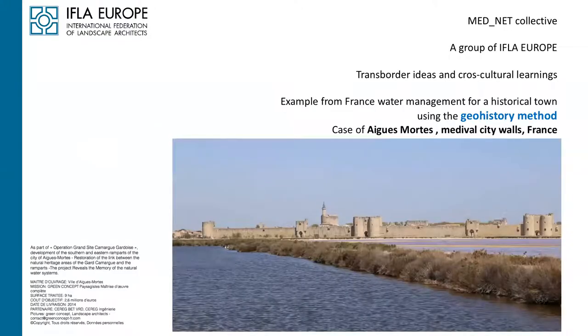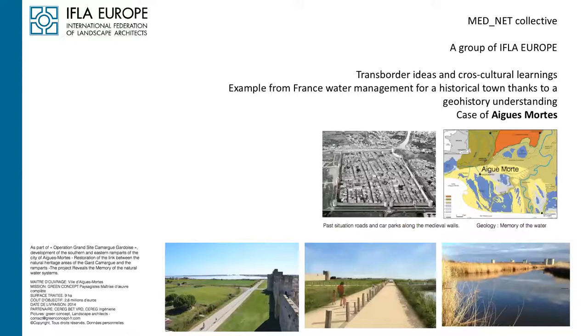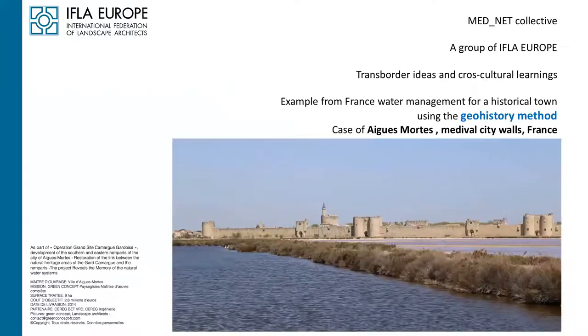The example from France was on geohistory, on Aigues-Mortes, a medieval city, where it found again its geography, the sense of the place. Before, there were parking areas, bus areas. We didn't understand any longer why this town had these big walls and why it was situated here. Thanks to a geological understanding of the past and a redo through a design, management and planning process, it has found again the idea and the sense of the place. This means the relationship between nature and culture.